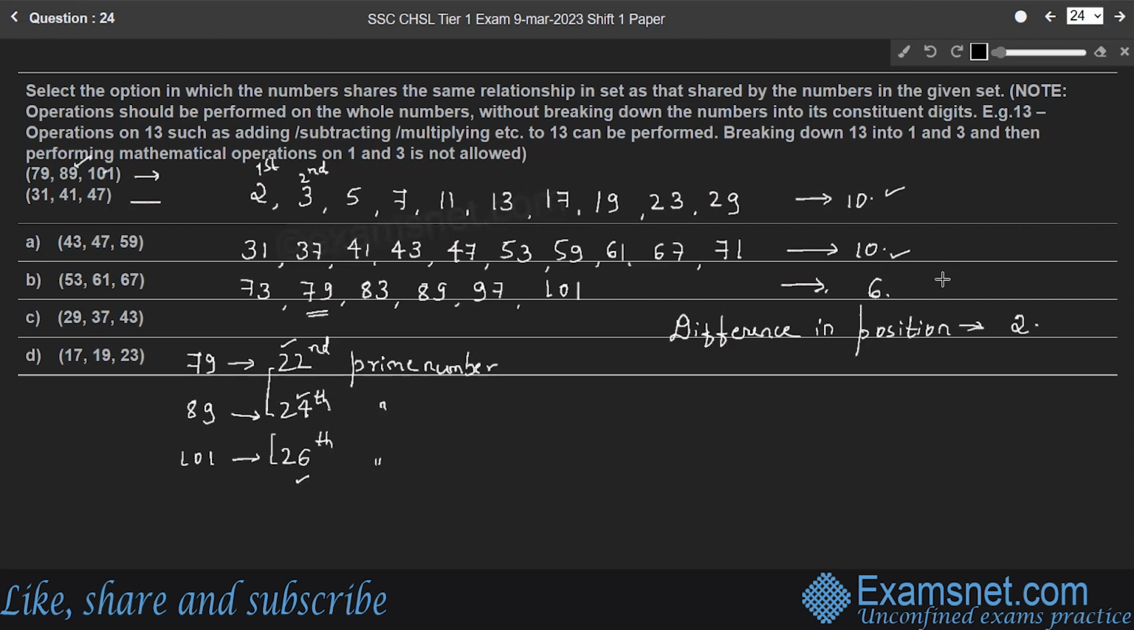Similarly, in the second set of numbers, 31, 41, 47. What's the position of 31 here? It is the 11th prime number. Whereas 41 is the 13th. So look at the difference: 11th and 13th position difference is 2 here. Whereas the next number 47 is at the 15th position. Therefore, the difference is 2 here. Similarly, among the given options, which set of numbers follows the same logic, so that the difference in their positions should be 2? Consider option A.